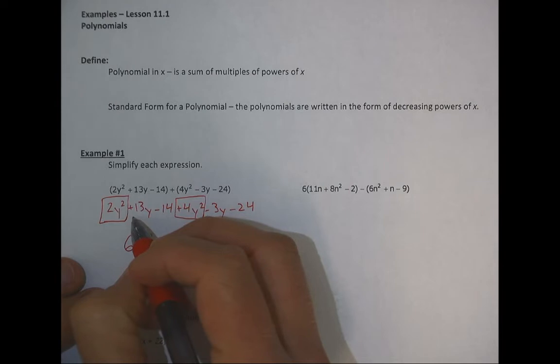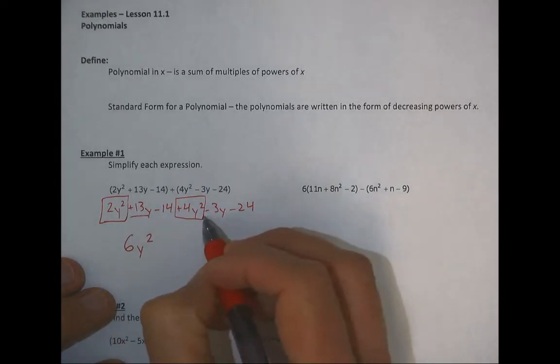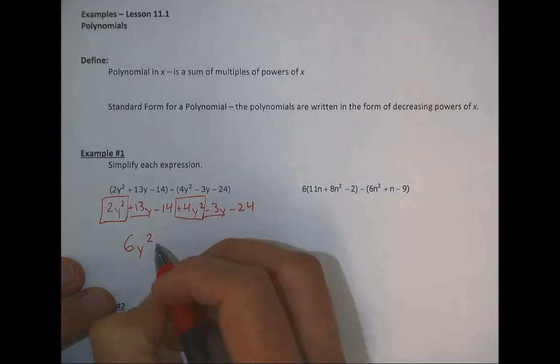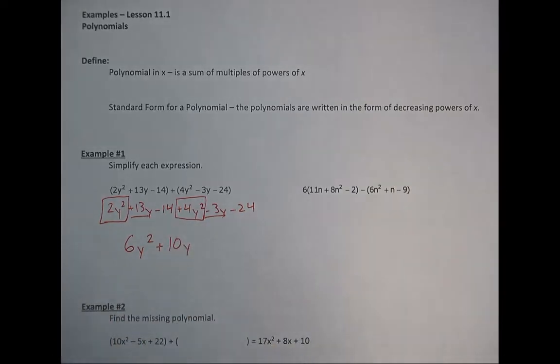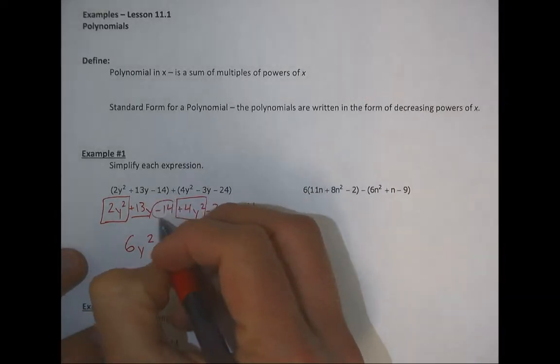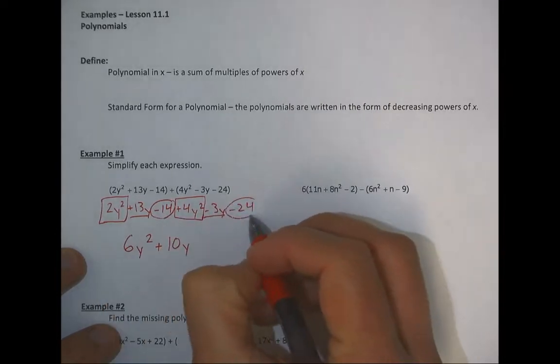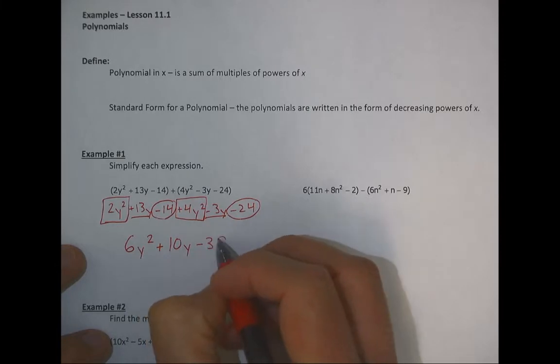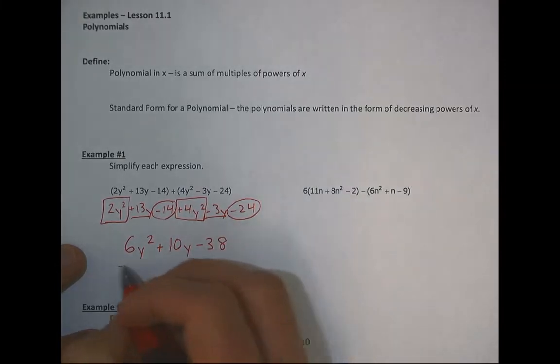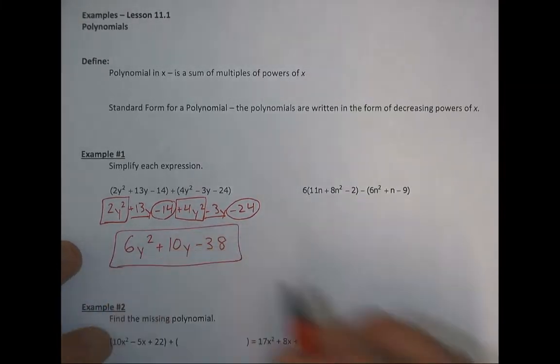And I can put the 13y and the negative 3y together. So that's a positive 10y. So I write plus 10y. And I've got a negative 14 and a negative 24. Combine those to make a negative 38. And so since it's negative, I'm going to write minus 38.